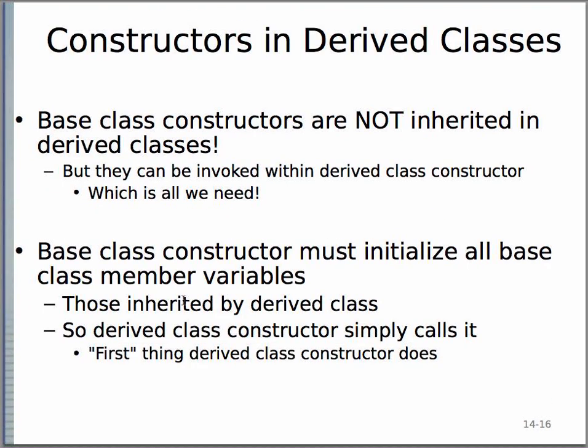Okay, so the base class constructors are not inherited in derived classes. This is pretty much the same as in Java. In Java, you have your base class or superclass constructors. You can call them from the subclass by using the super keyword in Java. But there's no such thing in C++. There is no super keyword in C++. So they can be invoked within the derived class constructor, and what we will do is we will use initializers.